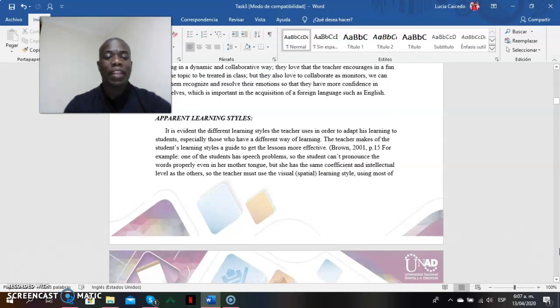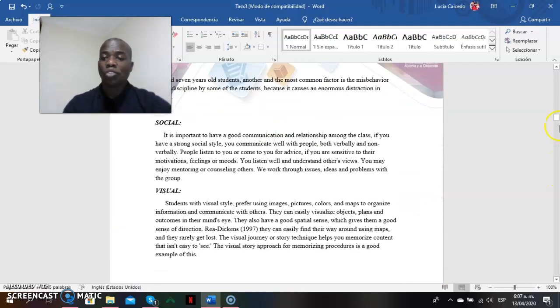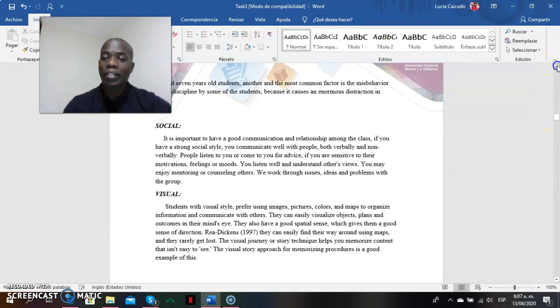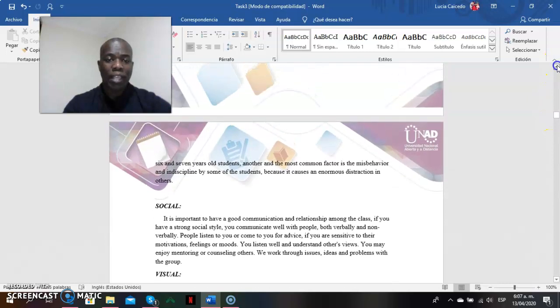And learning style. It is evident that the teacher uses different learning styles in order to adapt the learning to a specific student, since those students have different ways of learning. These students have different styles to learn. So what is the reason that I'm going to explain?